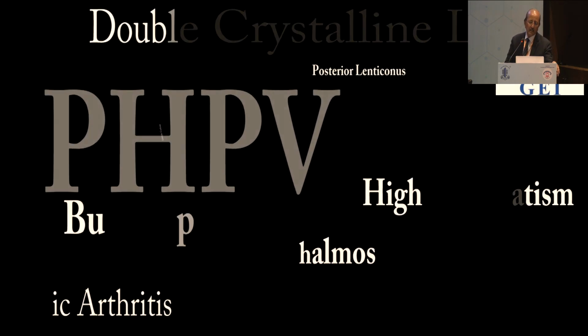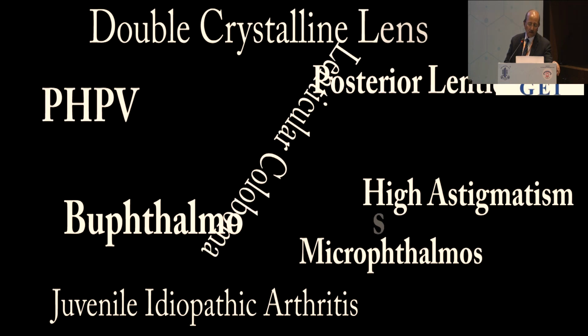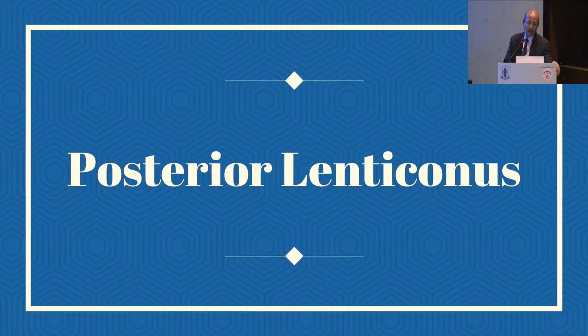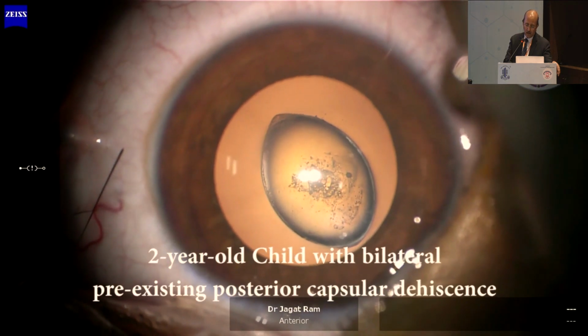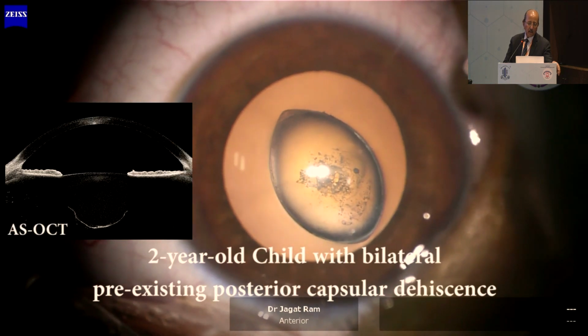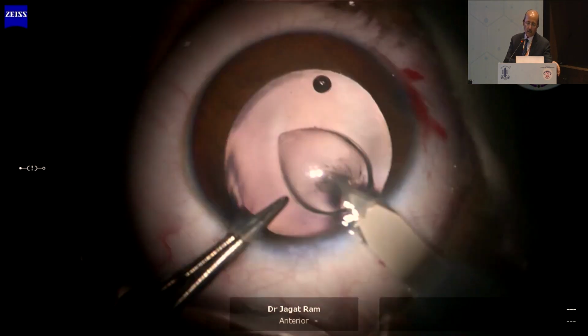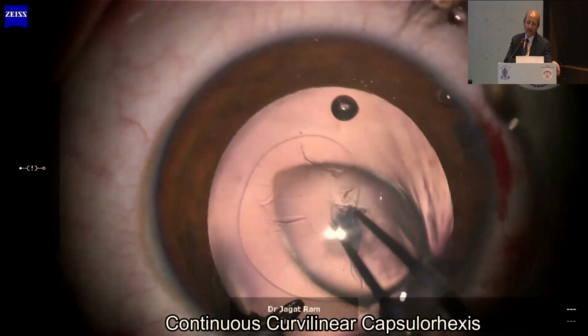Then come pediatric complicated situations such as PHPV, posterior lenticonus, microphthalmos, juvenile idiopathic arthritis, uveitis. Here is one child with classical posterior lenticonus. Here I have done anterior segment OCT, which shows that there is a posterior capsular tear, and then making a continuous curvilinear capsulorhexis.